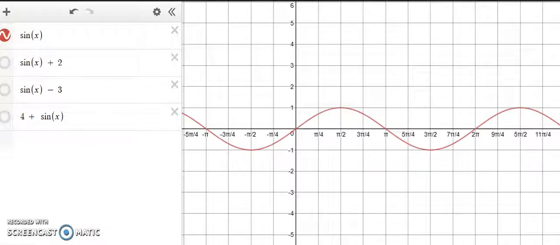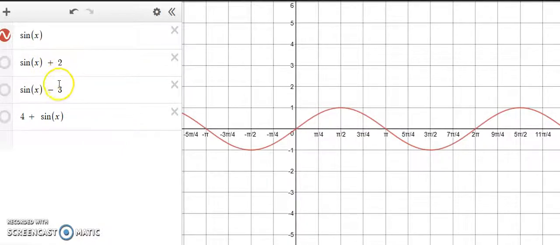Okay, back to our basic sine function here. Now we're going to look at what happens when we add or subtract a number outside the function. So we see that we're adding or subtracting 3. It could look like this where the number's out front. This is the same as adding 4 on this side. So let's see what happens to this.